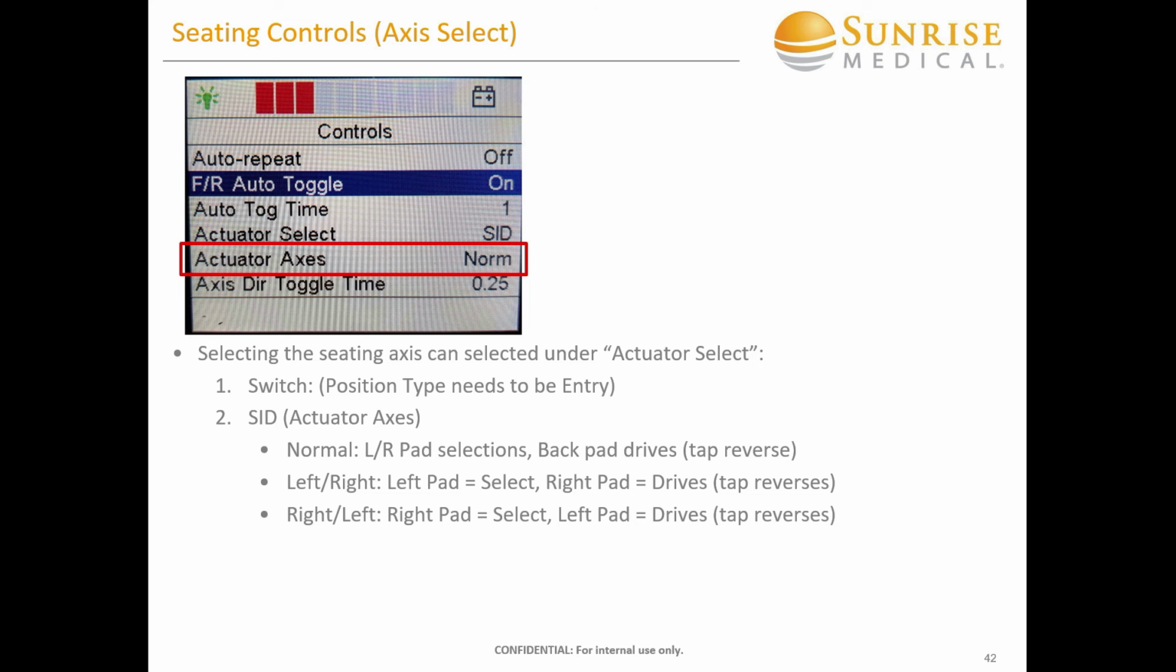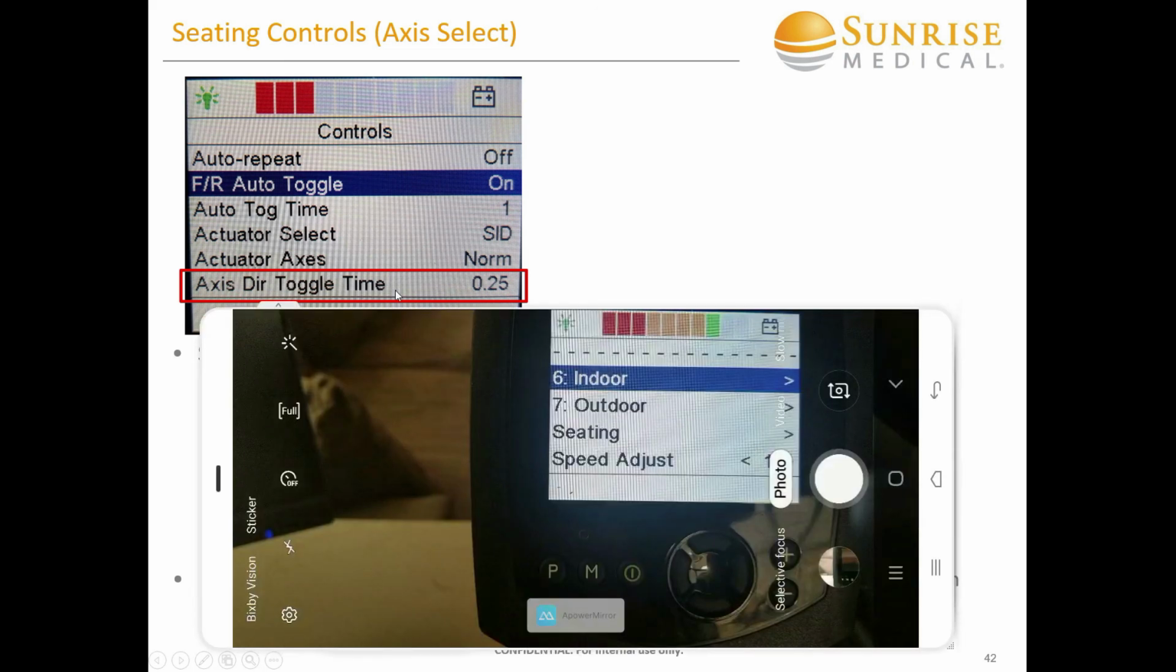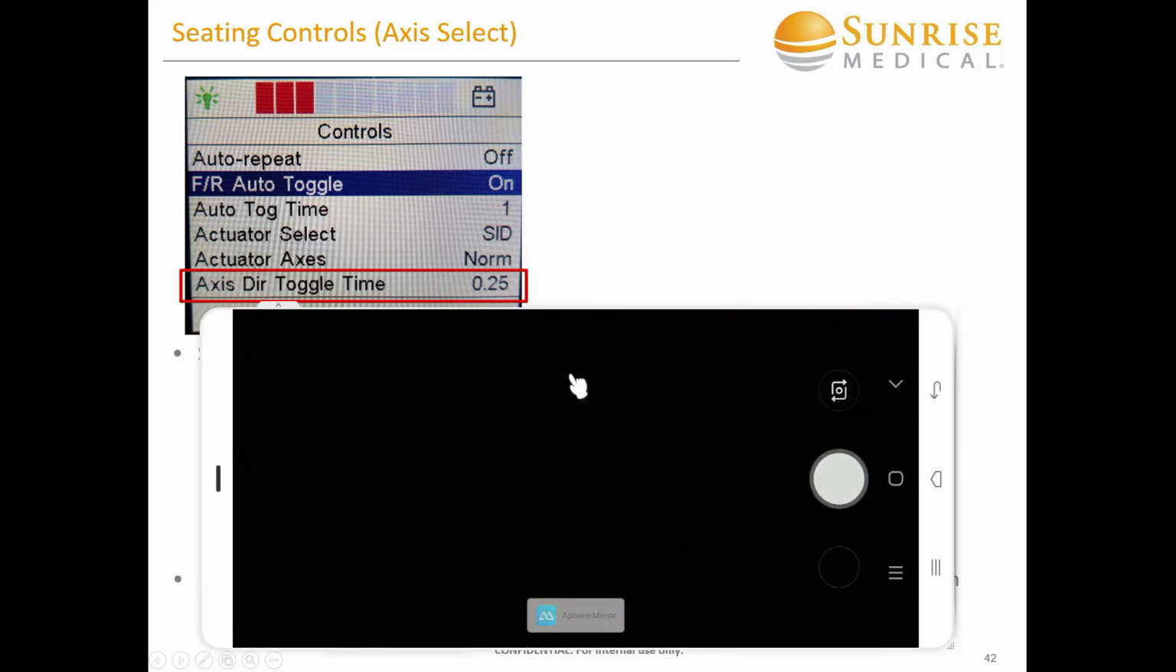They can rest their head back on the pad comfortably just using the left and right pads to go in and out of that seating function. And then you can swap if you want. Again, not the best because you're going to have to use that rear pad to do that. So let's look at how this works on the chair, and then there is an axis toggle time as well. But let's look at our example with our chair so that you can see how this is going to work.